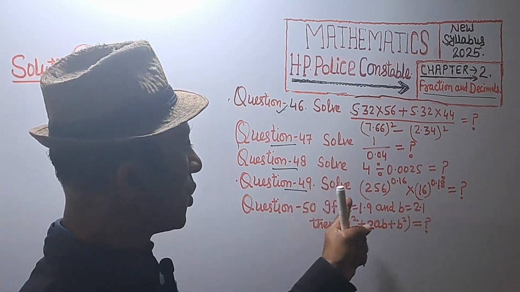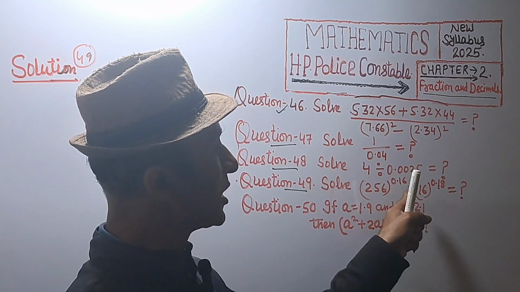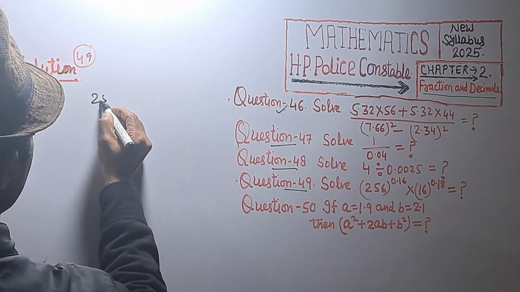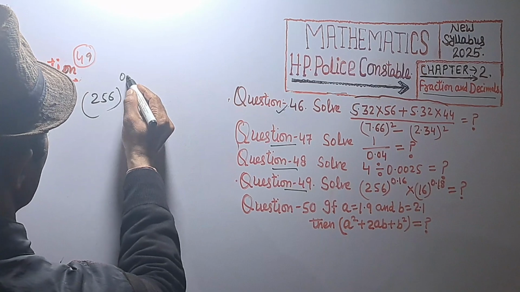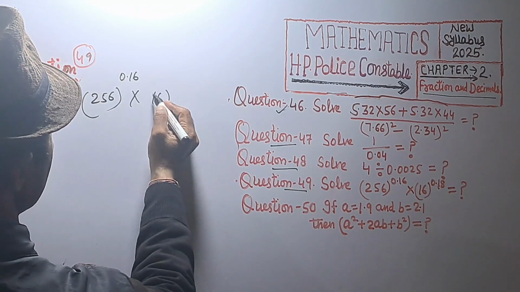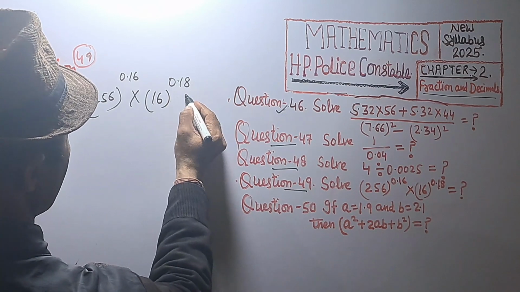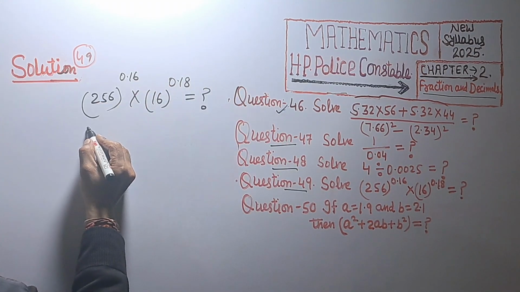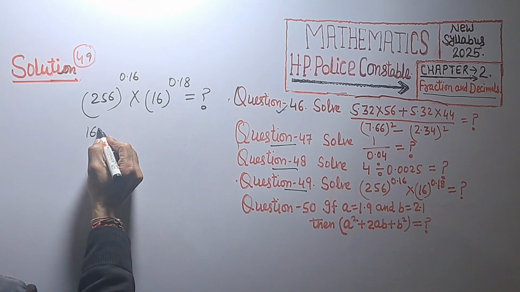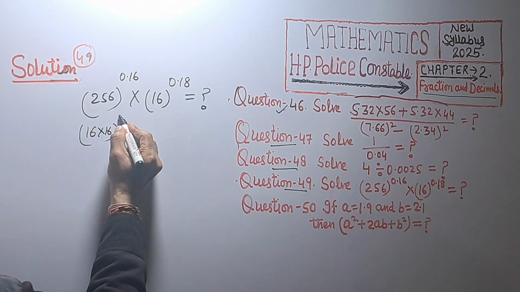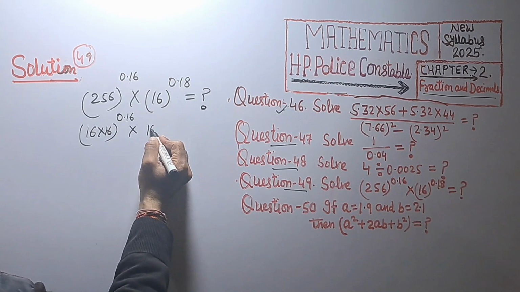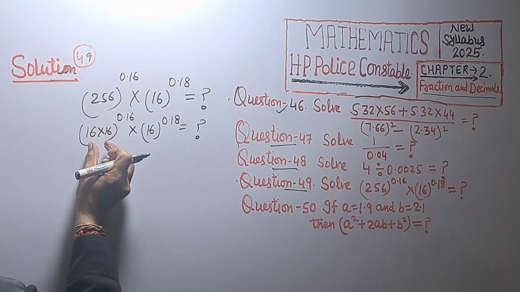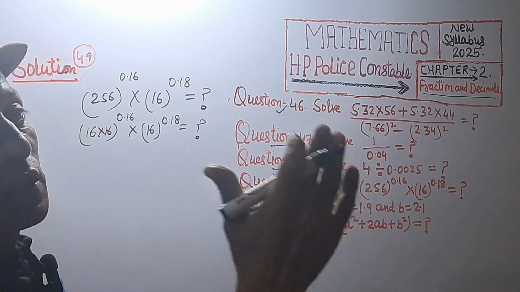Next question 49. Solve 256 raised to power 0.16 into 16 raised to power 0.18 equal to ? The base is different, so first, 256 we can write as 16, 16 16s are 256.